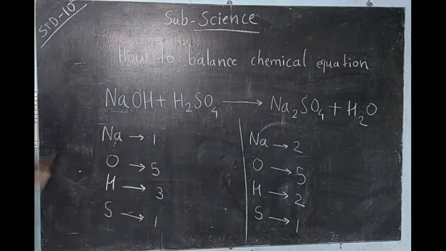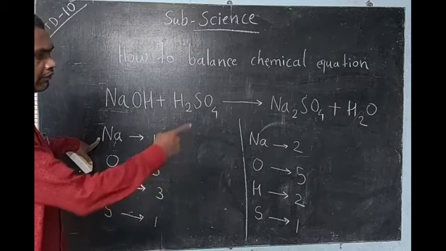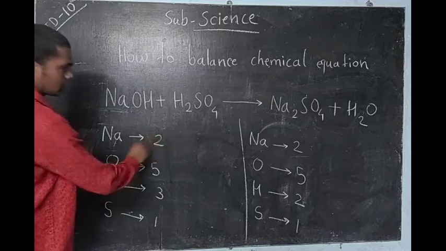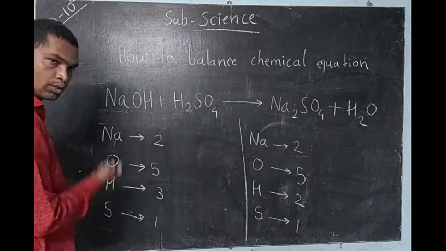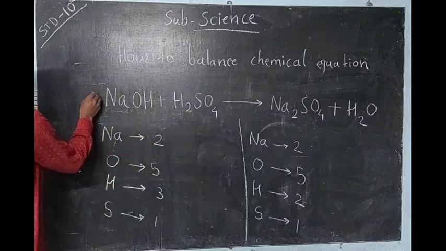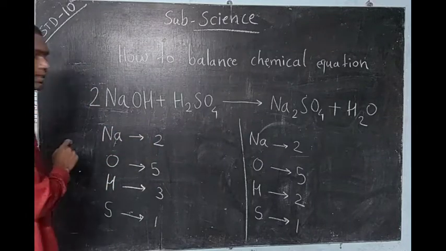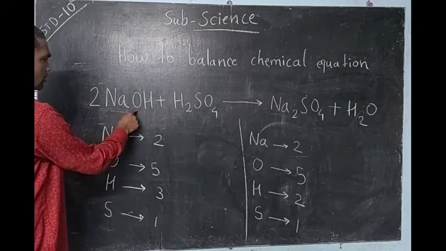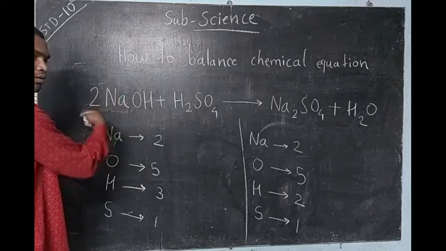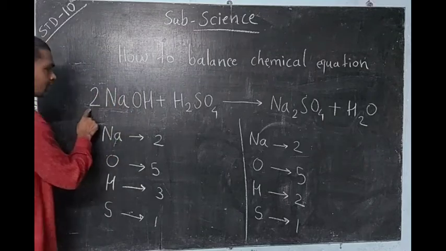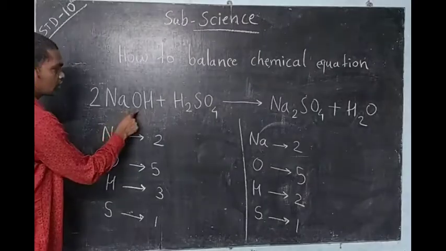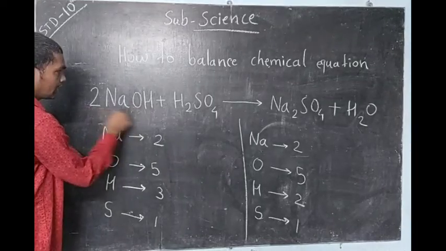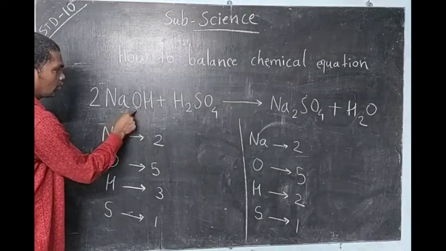Keep in mind. See now, here sodium 1, there 2. So if I write sodium 2 here, it is balanced. Write down this number 2 here as the coefficient. Written, right? Sodium 2 here. But keep one thing in mind: with sodium, oxygen and hydrogen are also attached. As soon as you increase the number of sodium, automatically oxygen and hydrogen also will increase. So oxygen will become 2.